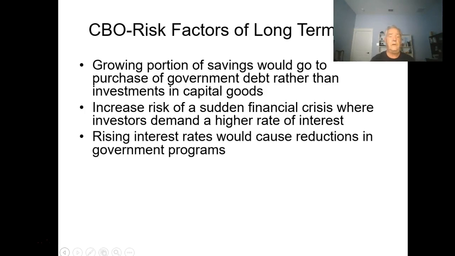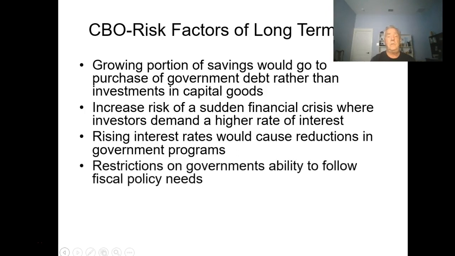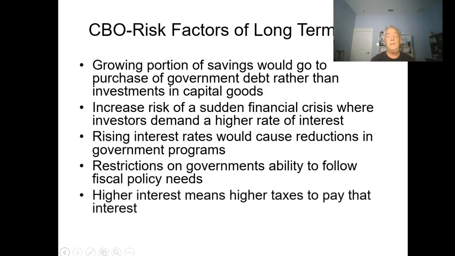Okay, as I just said, rising interest rates will cause a reduction in government programs. The stuff they should be doing now will be forced to do, and it will restrict the government's ability to follow fiscal policy needs, which is coming. Higher interest rate means higher taxes to pay for that interest. So the bottom line here is that if we don't get this under control, two things could possibly and probably will have to happen. One, you're going to get a higher tax rate for your income taxes to pay for this off. And two, you're not going to have the money to invest in other things like technology, growth of business, capital expenditures, etc. So it's going to end up being kind of a waste.